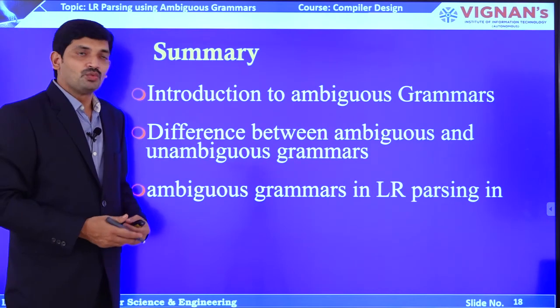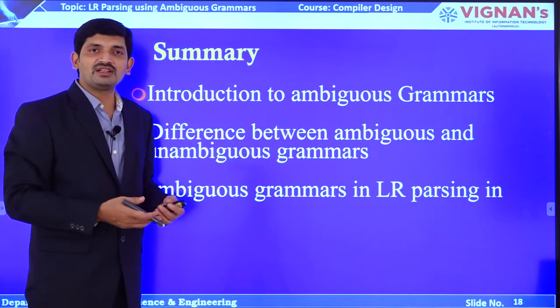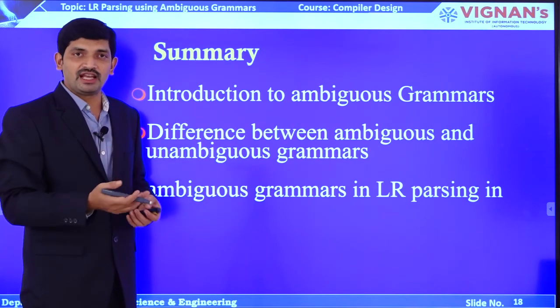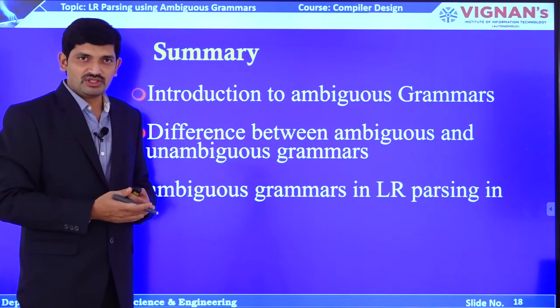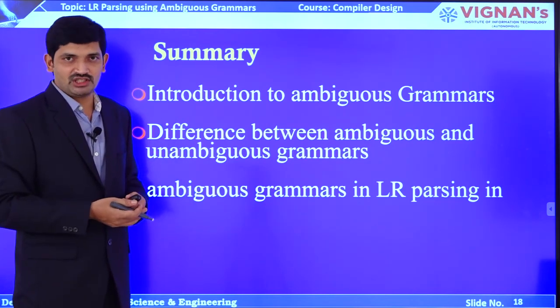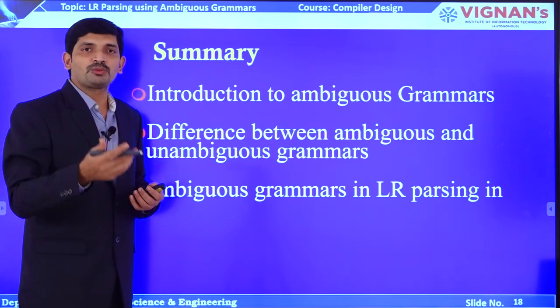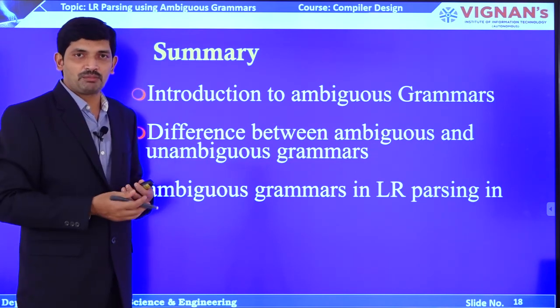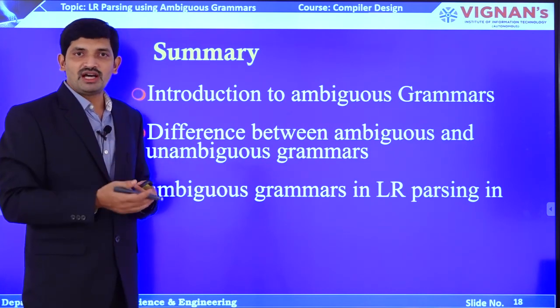In this session, we learned what ambiguous grammars are, what the differences are between ambiguous and unambiguous grammar, and how to convert an ambiguous grammar to an unambiguous grammar. No parser can accept ambiguous grammars except the operator precedence parser. If we want to process an ambiguous grammar on a parser, we definitely have to convert the ambiguous grammar to an unambiguous one.